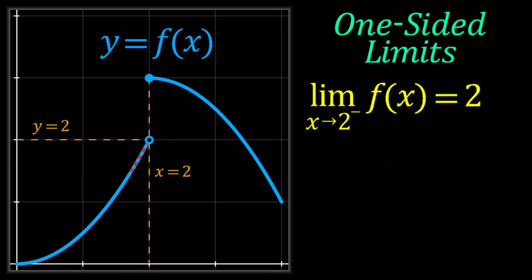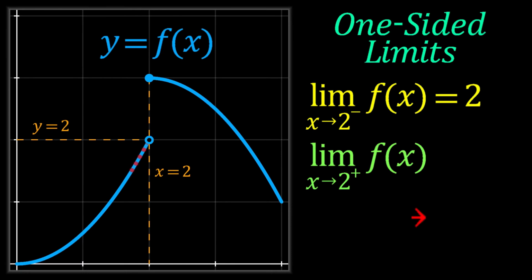Let's do the other side. We'll take the limit of f of x as x approaches 2 from the right. It's written like before, but with a plus sign instead of a minus sign. The reason is similar. On a number line, if you stand to the right, you'll be more positive. Now for the limit. If x approaches 2 from the right side, y approaches 3. Therefore, our right side limit is a nice and clean 3.